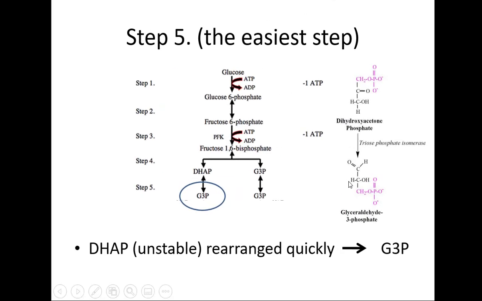And step 5, because DHAP and G3P actually have the same formula, right? DHAP is not really stable, so it quickly rearranges its structure and becomes G3P. So finally we have 2 glyceraldehyde 3-phosphate, or G3P. Does it make sense? So this is why we call it glycolysis. We start with one glucose molecule, and right now after step 5 we have 2 G3Ps, right? This is why it is called glycolysis.